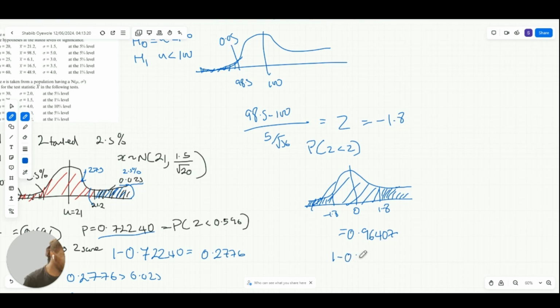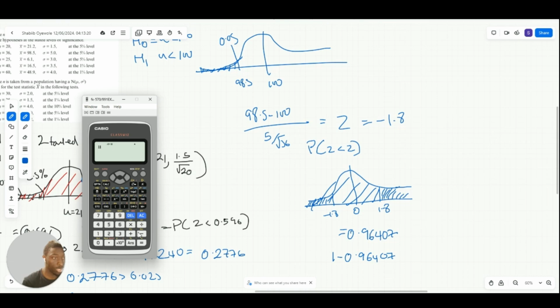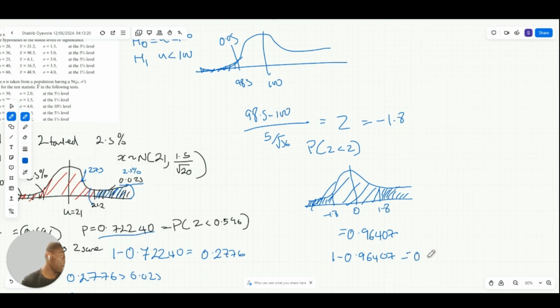Now I'm going to take 1 minus this 0.96407 because I want this small part, which is symmetrical and equal to having less than minus 1.8. So in my calculator, I'm going to do 1 minus 0.96407, and that gives me 0.035. Now, this observed value is less than 0.05, so it would definitely fall in my critical region. So I can reject H0, and I can say that there is significant difference. So I can reject H0.